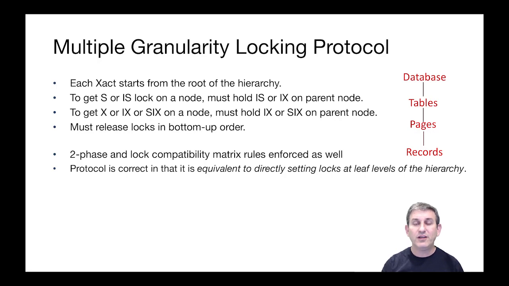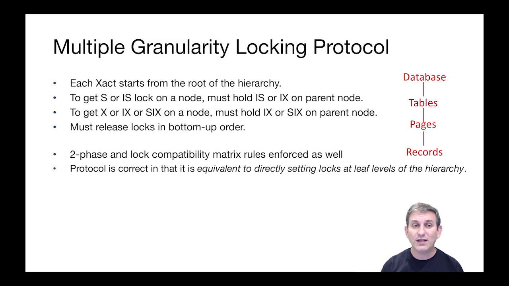Gray's multi-granularity locking protocol works like this. Every transaction starts from the root of the hierarchy. To get an S or an IS lock on a node, it must already hold an IS or an IX on the parent node of that node. To get an X or an IX or an SIX lock on a node, it must hold an IX or an SIX on the parent node. And so it's locking top down following this protocol.